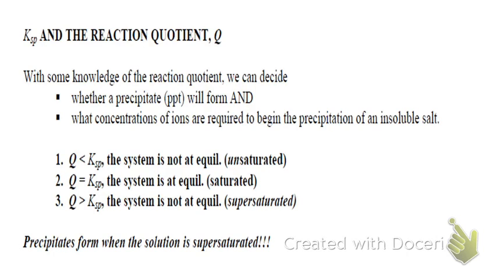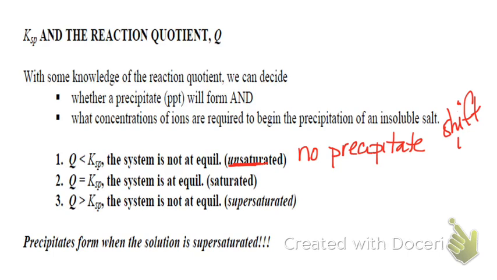Okay, so if Q is less than KSP, this system is not at equilibrium, so it's unsaturated. If it's unsaturated, would you have a precipitant? No, no precipitate. That is still, just like in the other one, a shift to the right. It's still shifting to the right, and it means that we're forming ions, meaning it's soluble, right? Shift right, and ions are formed.